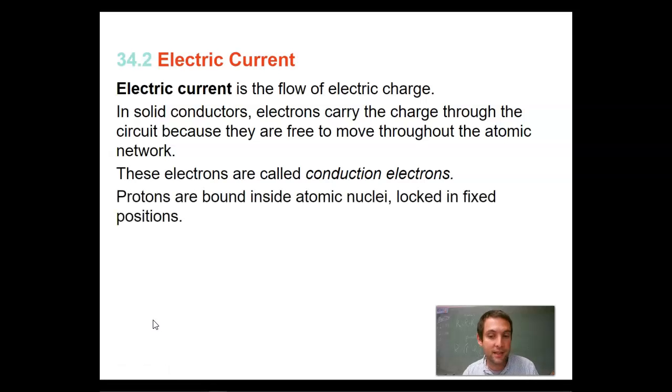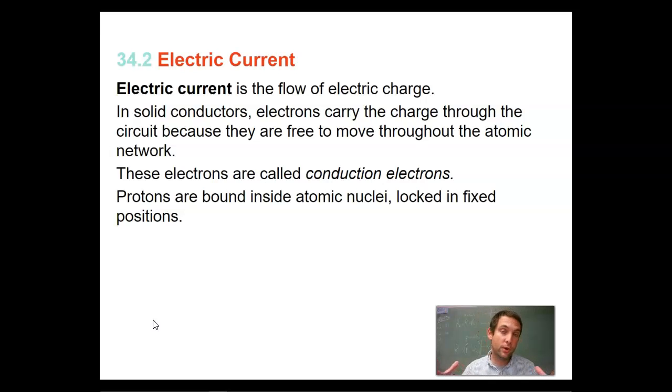Protons are bound inside the atomic nucleon, locked in fixed positions. Inside of an atom, you have the nucleus, right? And the protons are stuck with other protons and with other neutrons. So you can't have protons flowing, because if that were to happen, that would mean the protons were pulled apart from the neutrons and the other protons.